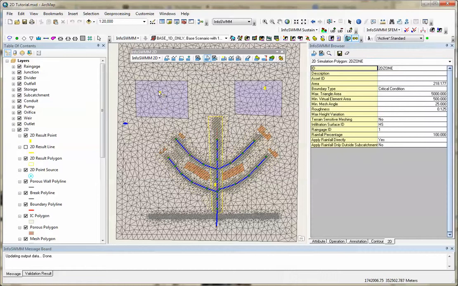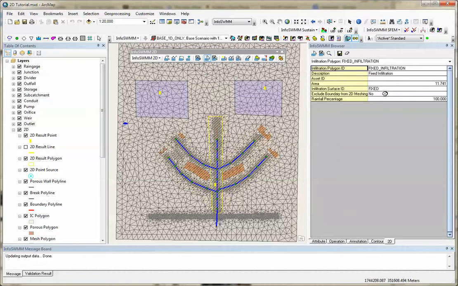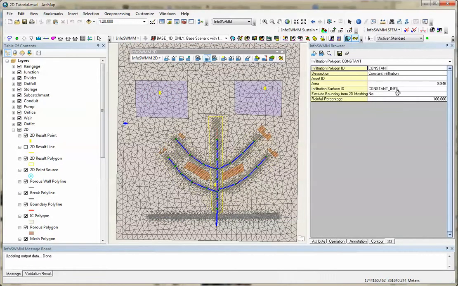As an alternative, you can have a fixed or a separate infiltration surface. So for example, I have fixed over here, which is just this little purple area, and it uses the fixed infiltration surface. And then we have a constant infiltration surface here. So what this allows you to do is when you run the model, it'll calculate the flow over the 2D mesh, rainfall on the 2D mesh, but it will also have infiltration.